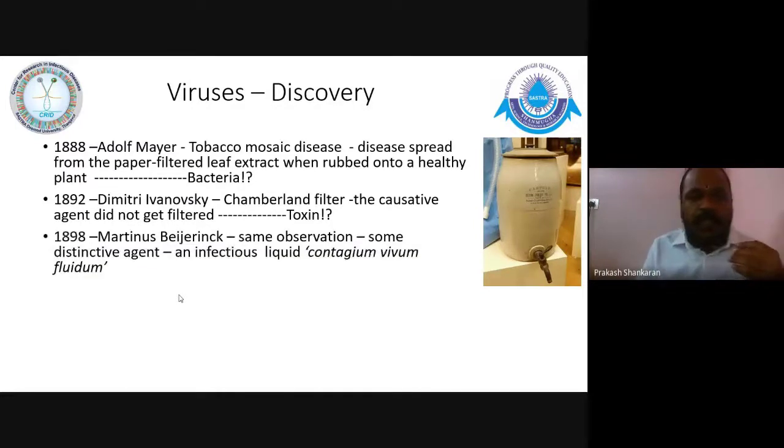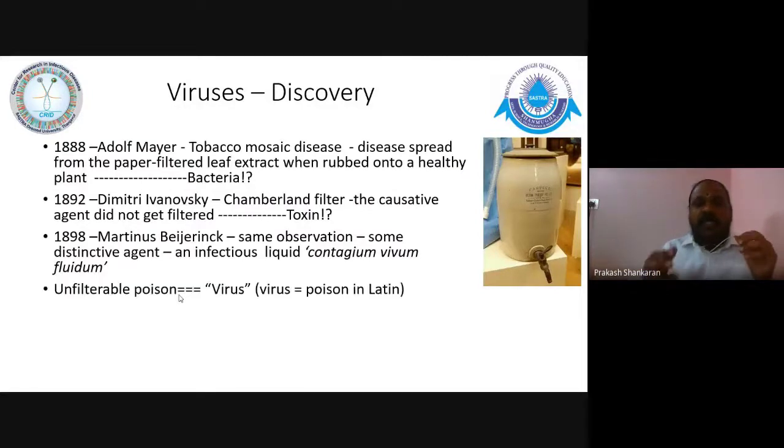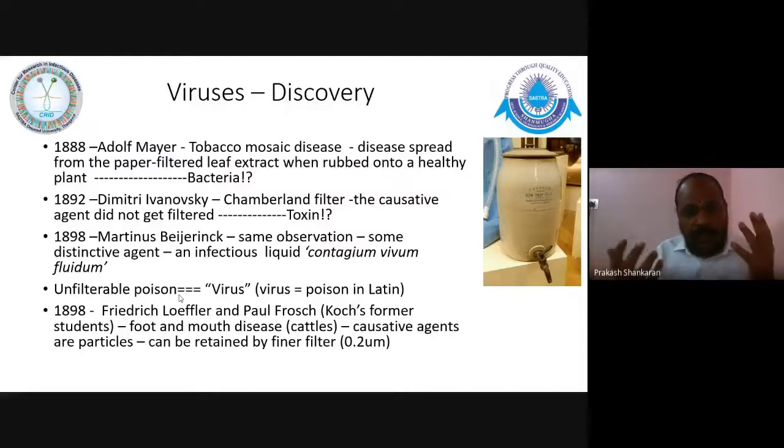Then comes another scientist, Martinus Beijerinck. He made the same observation, but he thought that this is some kind of contagium vivum fluidum. That means it's a liquid, a fluid agent, an infectious liquid. Virus is already a Latin word that means poison, so he reintroduced the name for these agents. It's not bacteria, it's not toxin, it is something else, probably a poisonous liquid. So he gave the name virus to it. That's how the name virus came into the picture. Even at that time, they didn't know what a virus was. They just thought that it's a poisonous liquid from the extract.